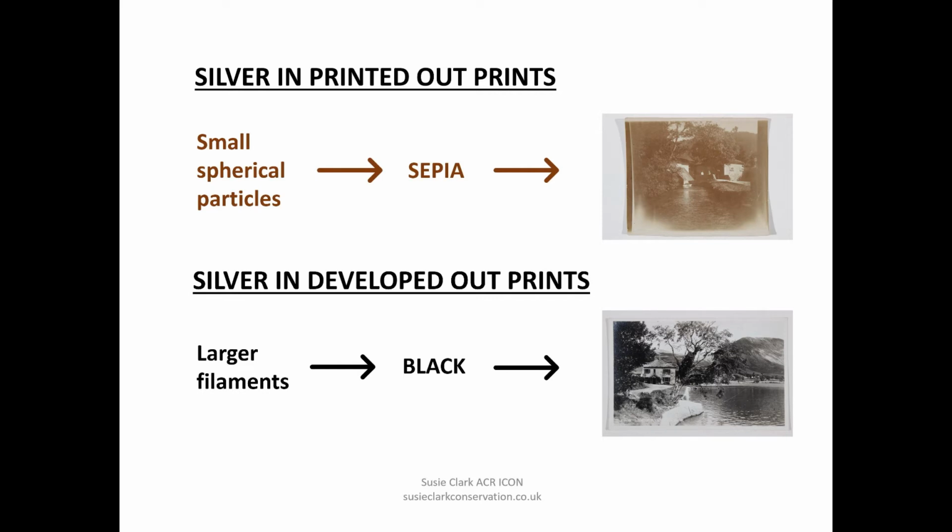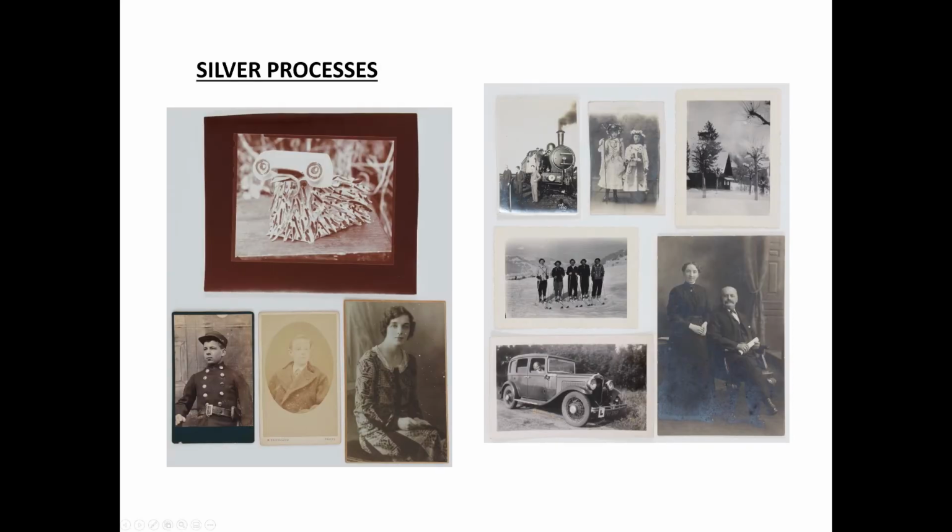The significance of this is that in printed out prints you produce silver in the form of small spherical particles, and that's what gives a printed out print its sepia coloration, whereas in developed out prints you have silver in the form of large filaments, and that gives it a black appearance, or in the darker, denser areas of the print. So if we look at those prints from the beginning again, you can see on the left you have printed out images and on the right you have developed out images.